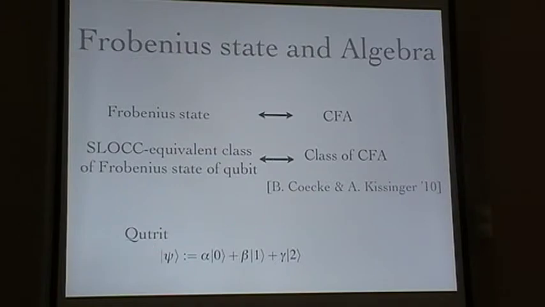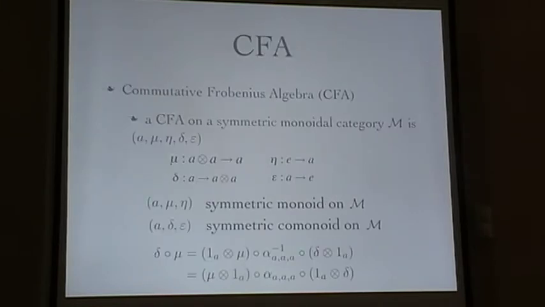So, using commutative Frobenius algebras, we showed a graphical classification of SLOCC equivalent classes of Frobenius states in qubits. Now we begin to explain this method. A commutative Frobenius algebra, or simply a CFA, is a 5-tuple defined on a symmetric monoidal category. A is an object of M, and the other 4 elements are arrows of M. The first 3 elements consist of a symmetric monoid on M, where A is a monoid object, mu is multiplication, and eta is a unit of them.